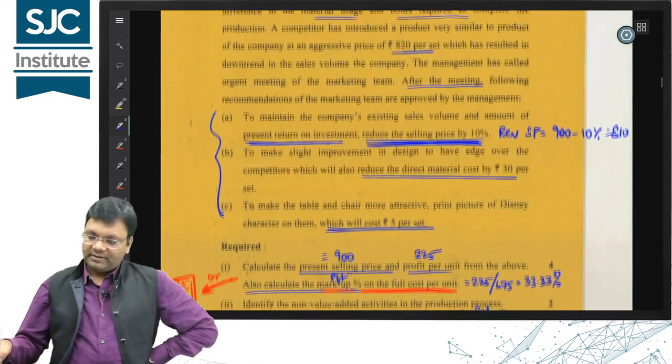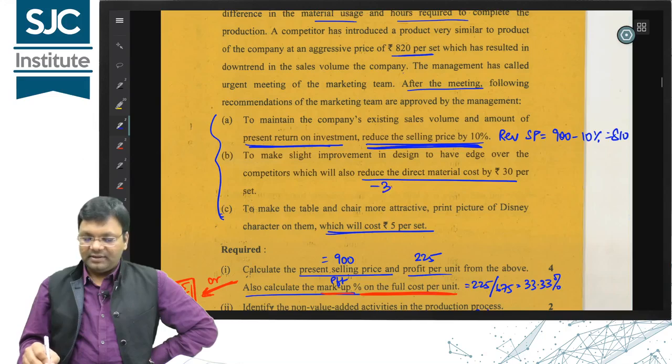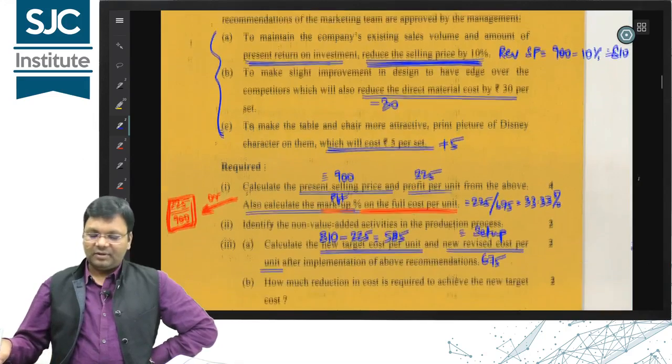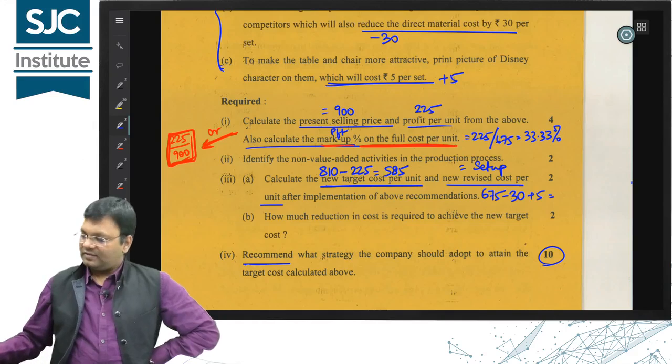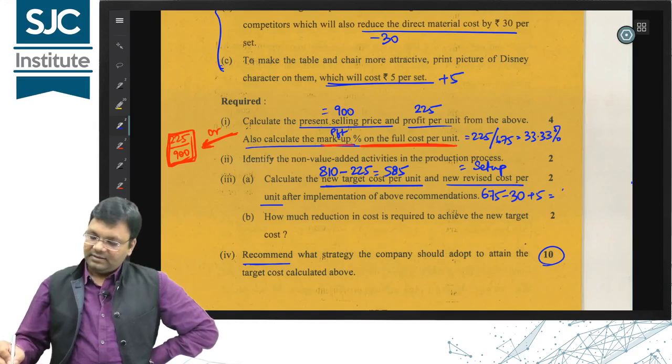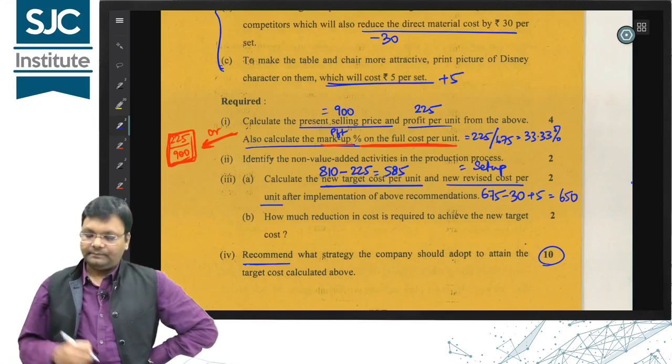Because of the recommendation, they are saying that material cost will be reduced by 30. And there is a new cost of 5 rupees because of the Disney character. So 675 minus 30 plus 5 is our new revised cost as per the recommendation. 675 minus 30 plus 5 is coming 650.